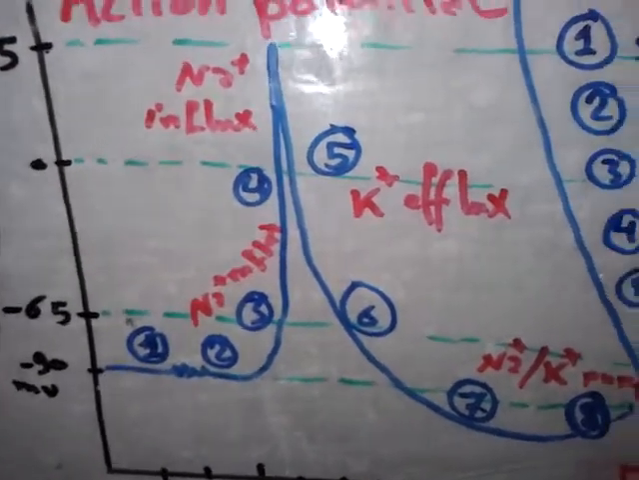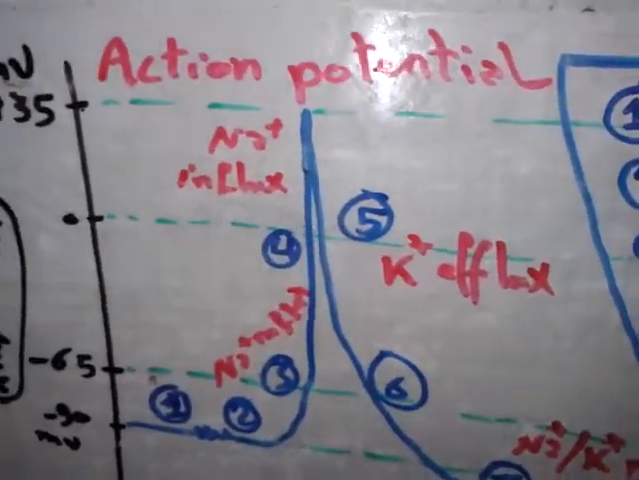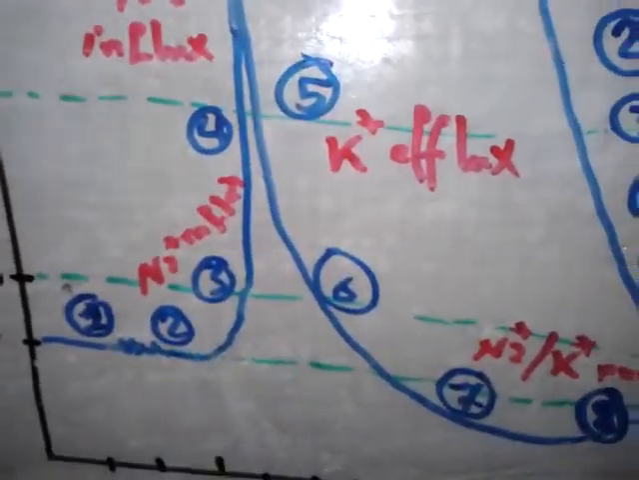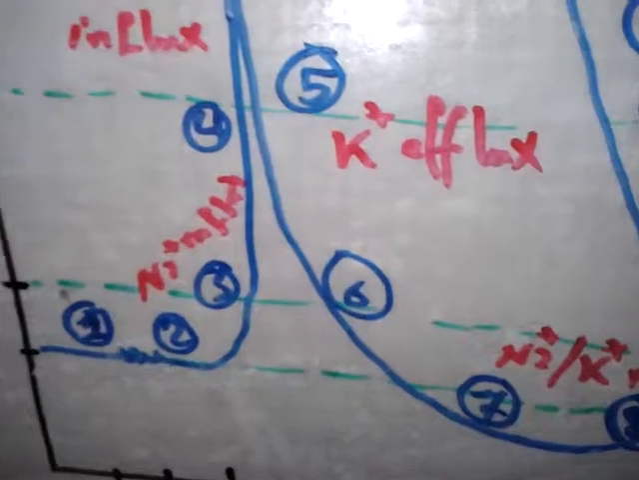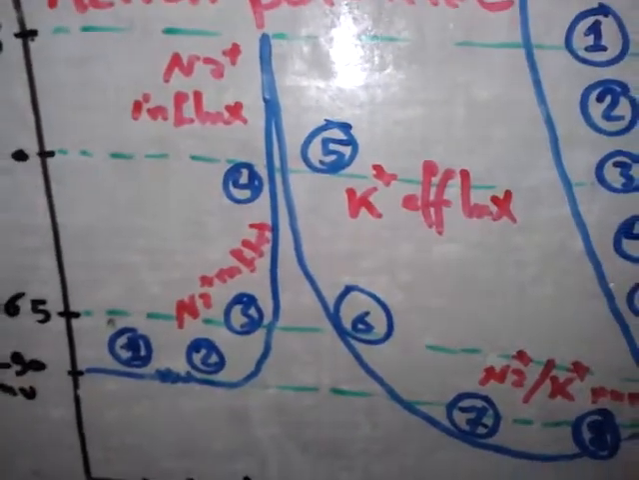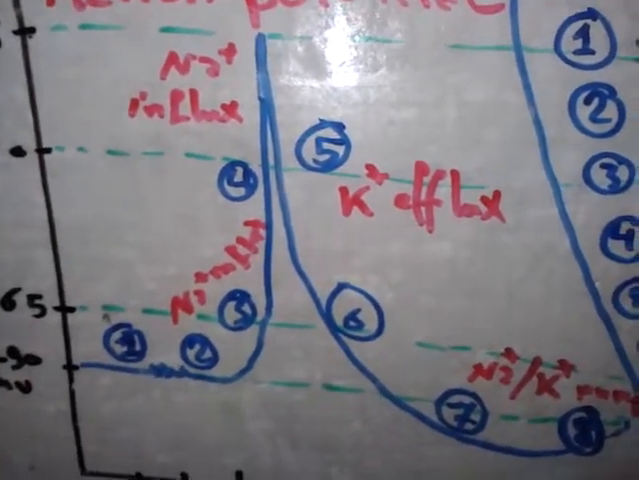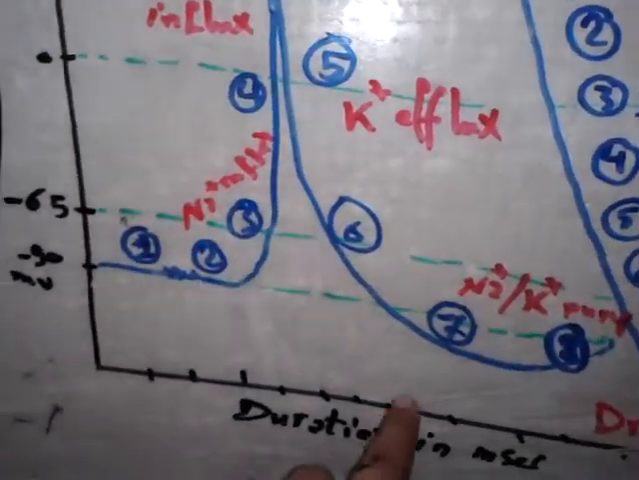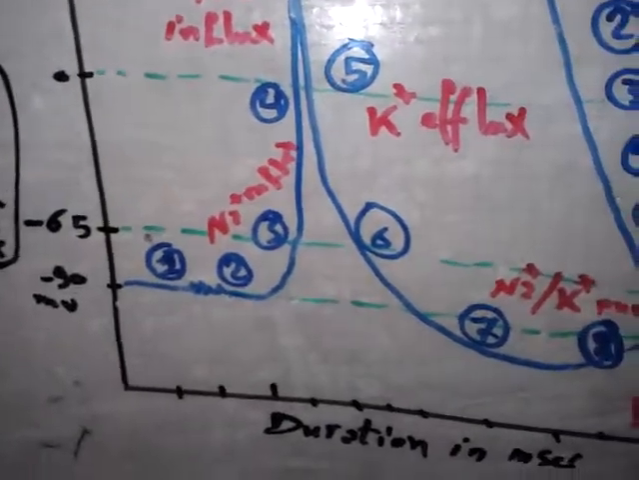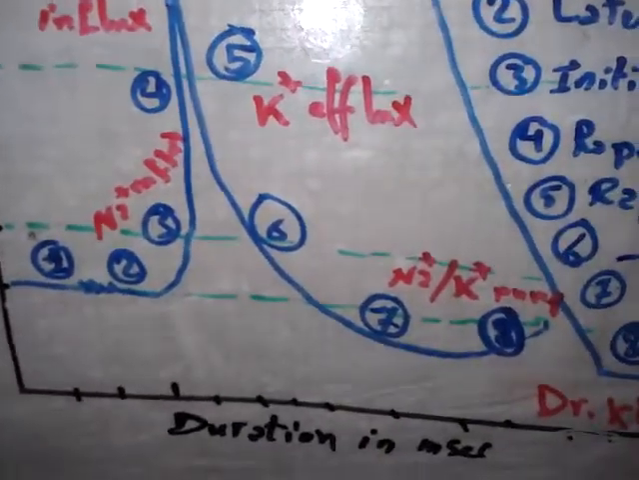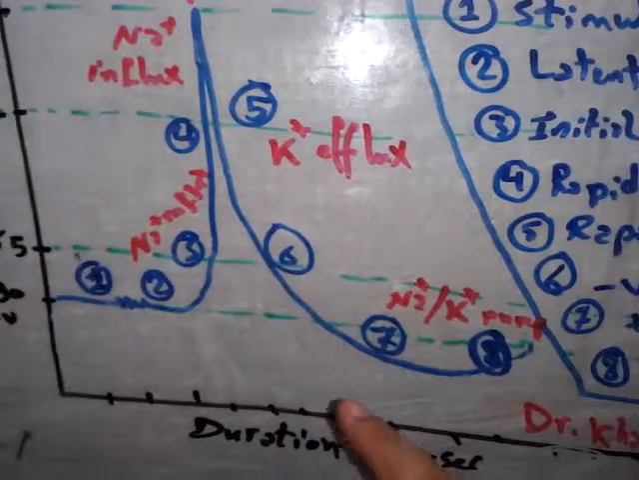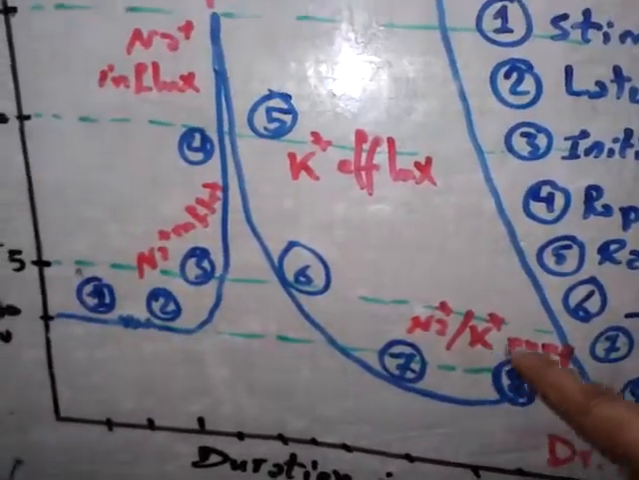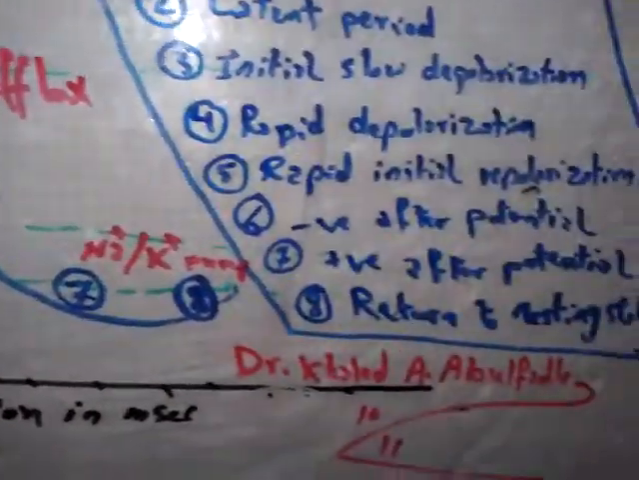Negative after potential is due to decrease in this concentration gradient and the continuous potassium efflux. This undershoot, the positive after potential, is due to delayed closure of potassium channels and the continuous potassium efflux. Upon reaching minus 92 millivolt, the sodium potassium pump acts to return the nerve membrane to the resting condition, to return to minus 90 millivolt.